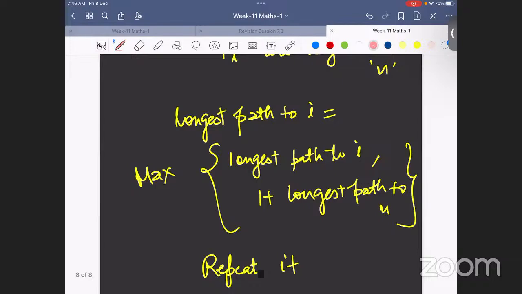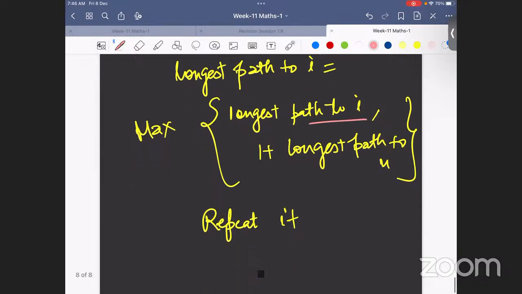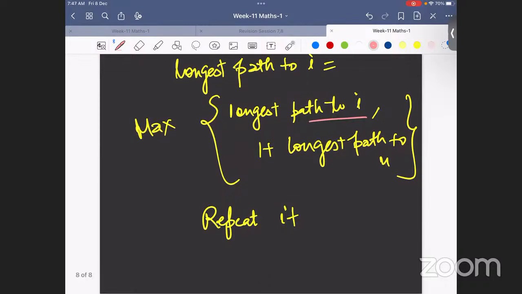And how are you updating the value of longest path to I? There's a basically simple formula: longest path to I you are calculating as 1 plus longest path to u. Okay, and then you are repeating. With the example, maybe it will be clear to you.